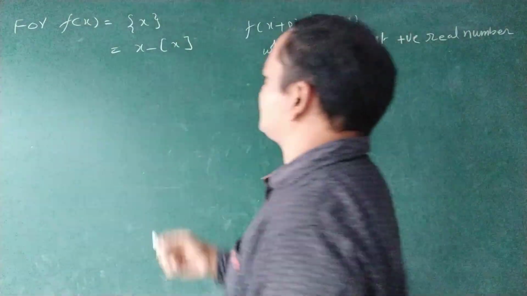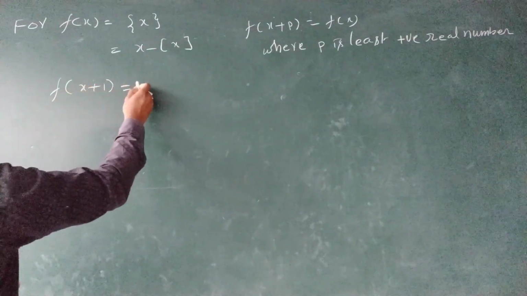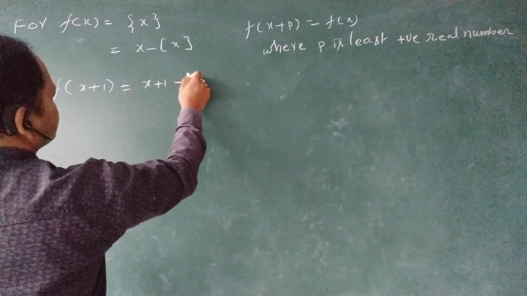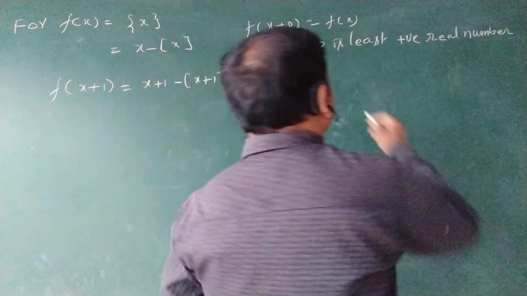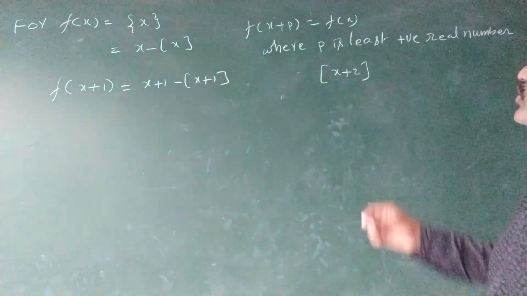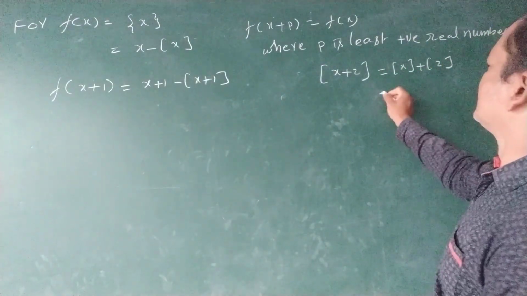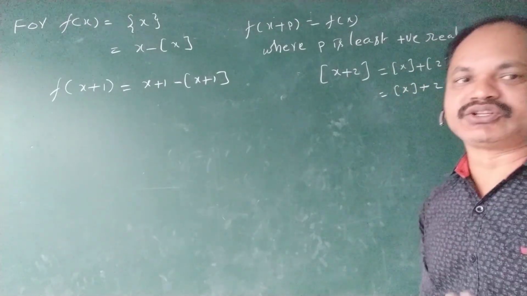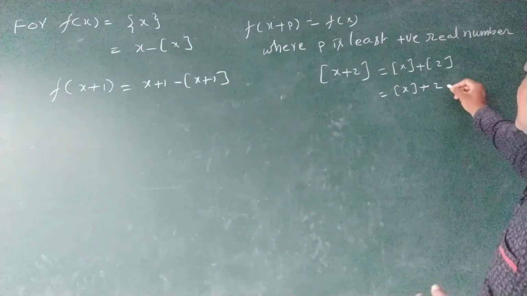According to this definition, we have to take f of x plus 1, that is x plus 1 minus step of x plus 1. Similarly, suppose we take step of x plus 2. Step of x plus 2 is nothing but step of x plus step of 2. Step of 2 is nothing but 2, since 2 is an integer. That's why the integral part of x gives an integer, and again it gives an integer.